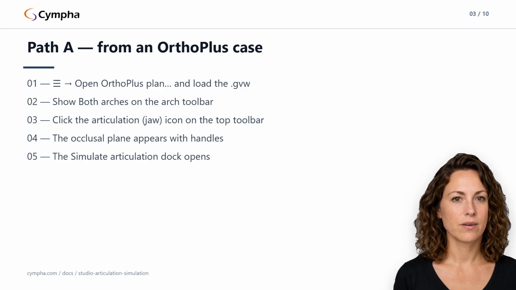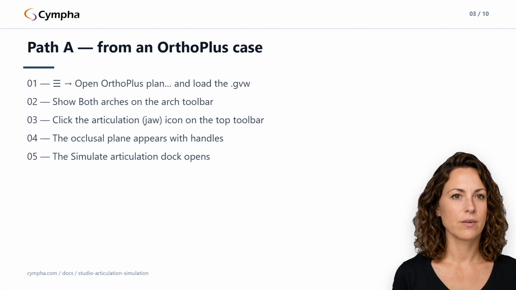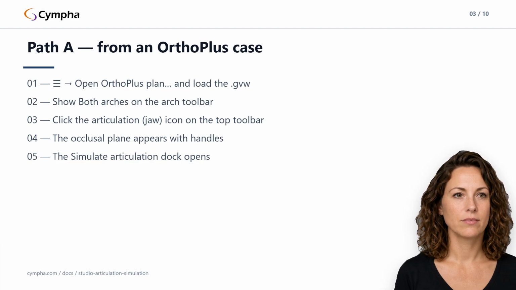One behavior to understand: that icon never opens a file picker. With a case loaded, it always uses the case. With no case and no stored mesh pair, it just shows a hint on the status line explaining what to do. That hint is normal, not an error.